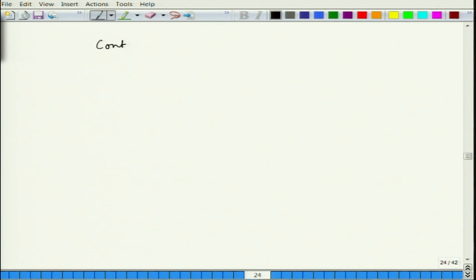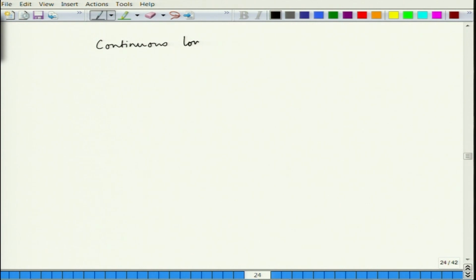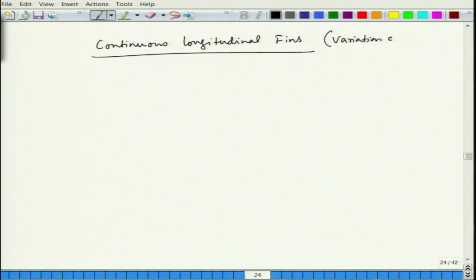Okay. Now, we are going to look at one other very common variation of this air heater, where to increase the heat transfer area, what we do? We use fins. To increase the area, we use fins, and those are continuous longitudinal fins. Okay, so, this is kind of a variation, but very common variation of the air heater geometry.